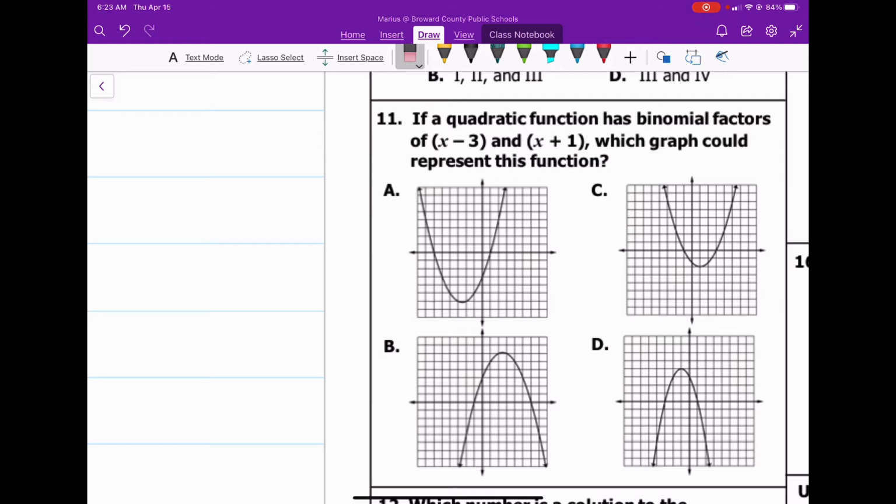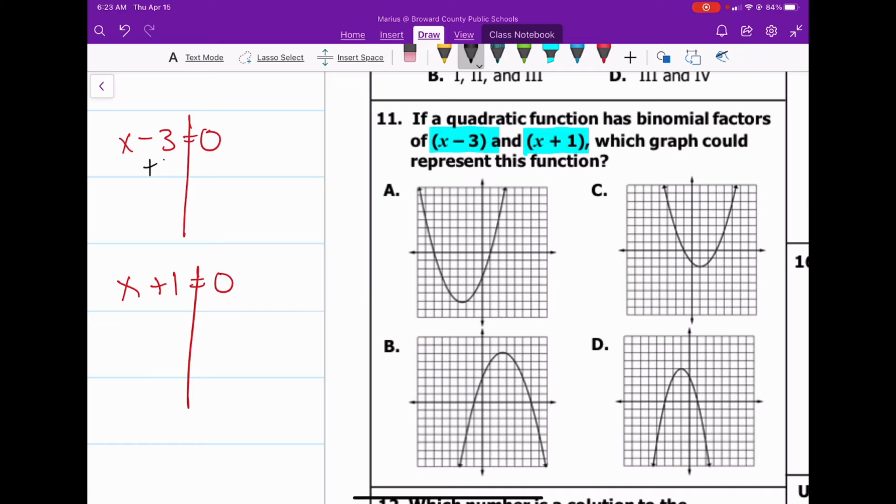If you've been studying your quadratics and practicing enough, when you have a quadratic function given in factored form and you want to find the x-intercepts, you simply set each factor equal to 0 and solve for x. So I'm going to do x minus 3 equals 0 and solve for x, and then x plus 1 equals 0 and solve for x.